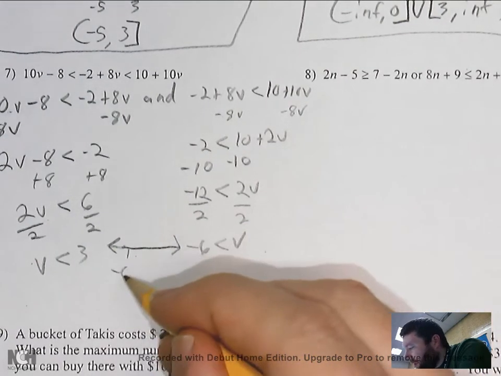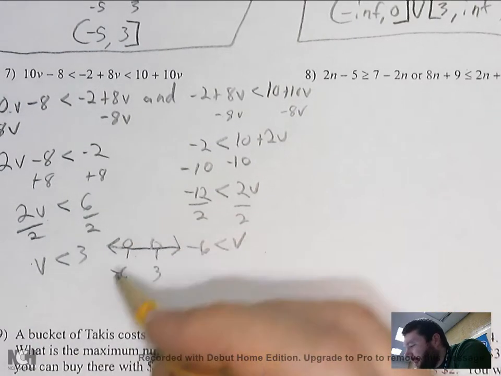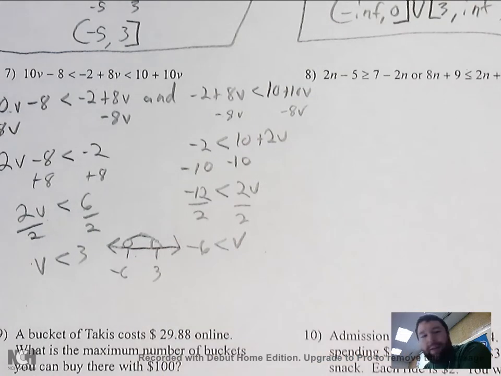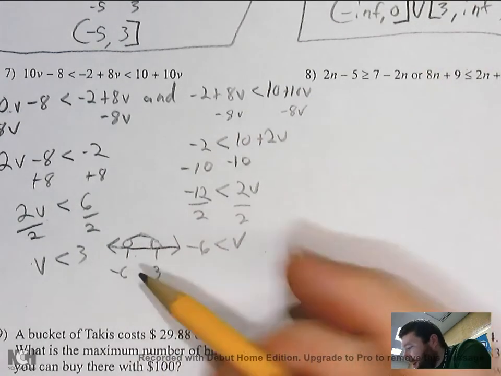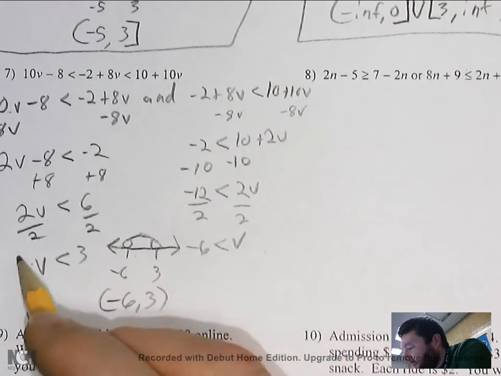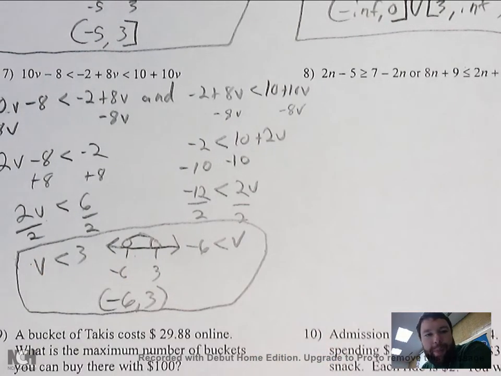So negative 6 and 3. These are both going to be open circles. And it's less than 3, so it's going to the left. It's greater than negative 6. Those mean the middle. And then our interval notation would be negative 6 and 3, both in parentheses. So just like that. Okay.